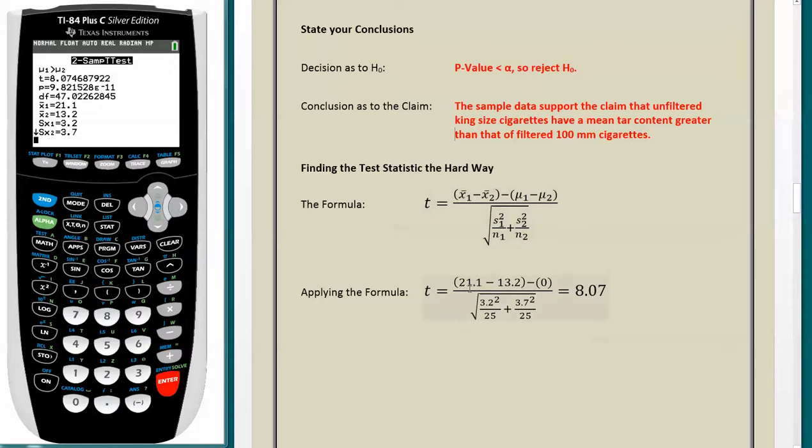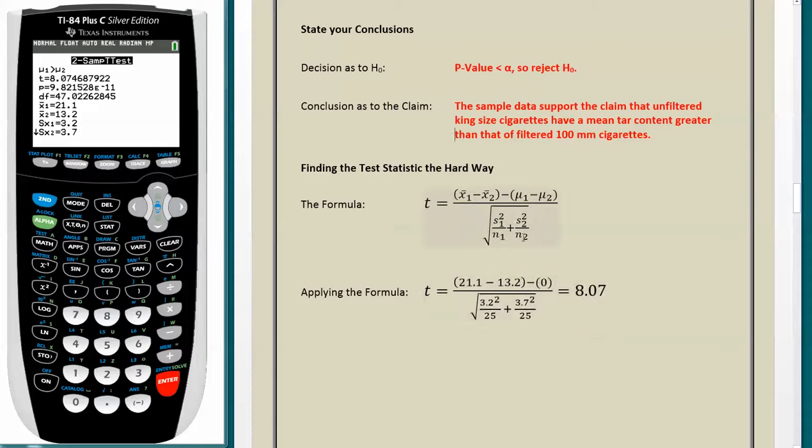X bar 1 was 21.1. That's right off the sample data. This is the mean of the first sample. This is the mean of the second sample. That's 13.2. Mu1 minus mu2, notice these are now population symbols. And what we do there assumes that the null hypothesis is true. The null hypothesis, if you remember, says that mu1 equals mu2. And if that's the case, then mu1 minus mu2 is going to be 0. So we always can just put a 0 in for that.